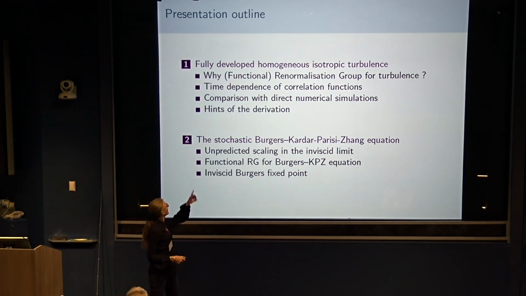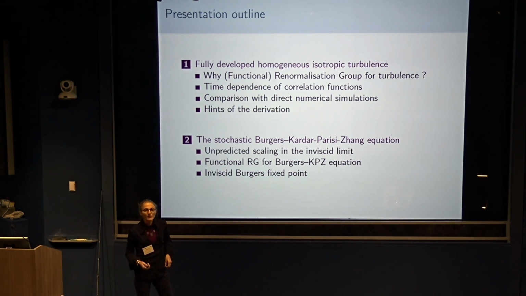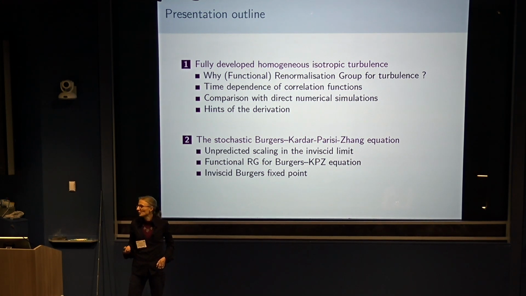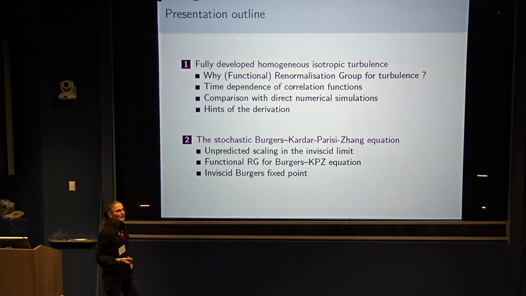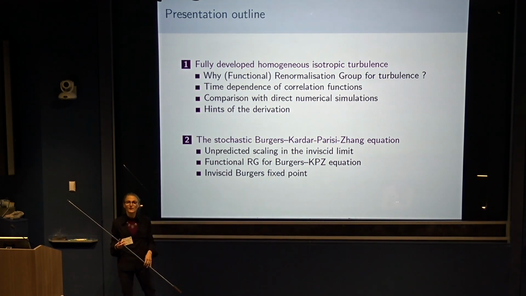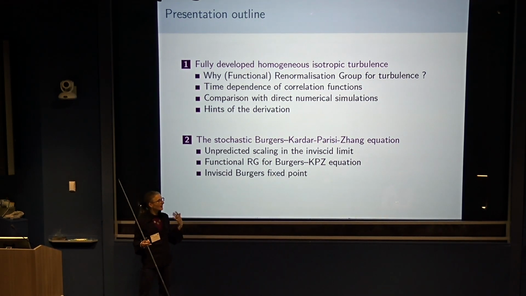The main part will be about Navier-Stokes equations, and I will try to explain and motivate why renormalization group should be useful at all to study turbulence. I will start by stating the main result that we obtained so far, which is about the time dependence of correlation functions in turbulence. Then I will compare this prediction with results from direct numerical simulation to make it a bit more concrete, what it means.